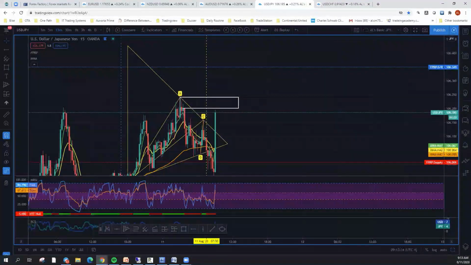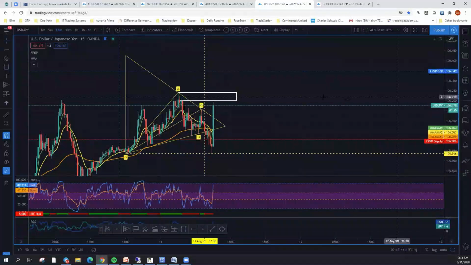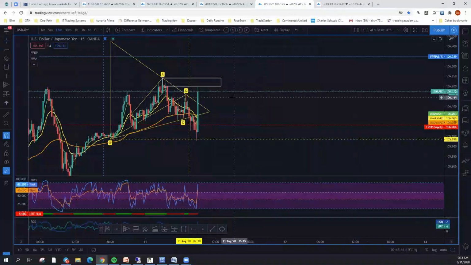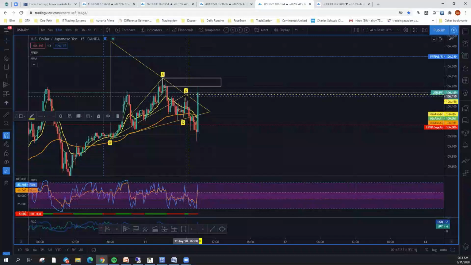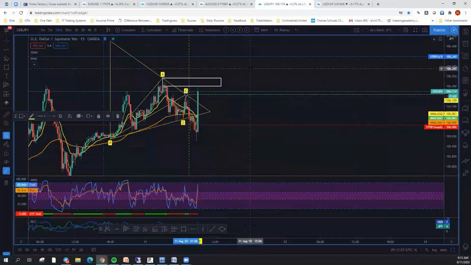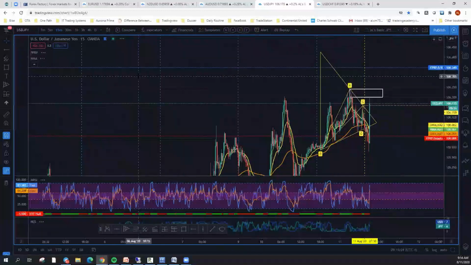Really strong move to the upside. We have this area right here. Where's the C? Now we can get a close above. This is on a 15-minute chart. So if it can break through this, I'm not seeing a whole lot of area to stop it.